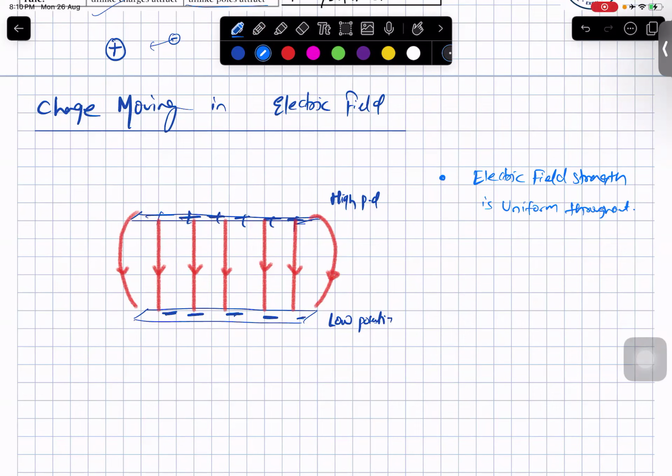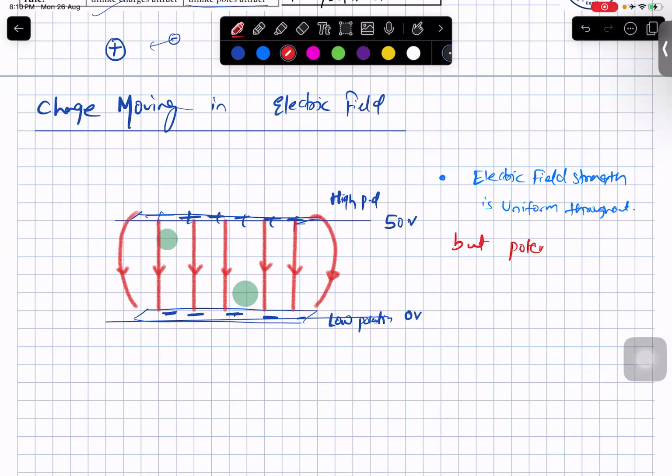Uniform. Let's check this. Let's say the lower potential, the bottom negative one, is at 0 volt, and the higher potential above is at 50 volt. Regardless of whether you place the object at this point or at this point, the electric field strength will remain the same. So electric field strength is uniform throughout.